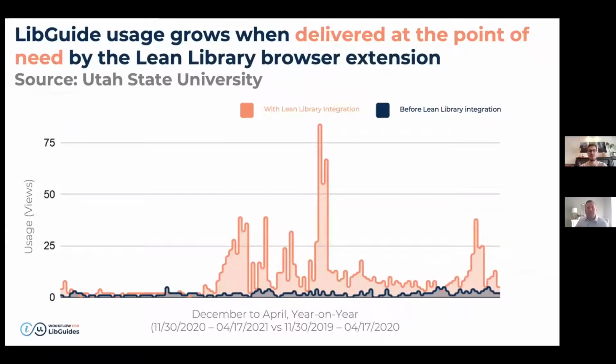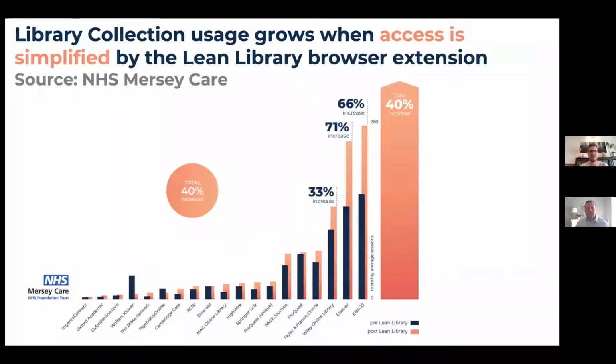However, that LibGuide integration was also very much in the same situation. It was surfaced at the point of need, and what you can see on the graph is how much more usage we were able to generate for that manual for the students of Utah State University. Another case study that I wanted to mention was conducted a few years before even that, with Lean Library Access with our partner NHS Mercy Care. This graph shows you the additional usage that we were able to generate through our extension to their licensed databases, and we were able to increase the usage up to a total of additional 40%.